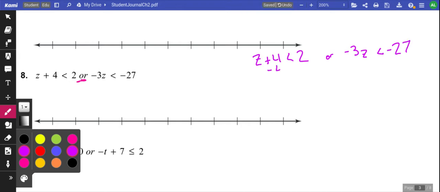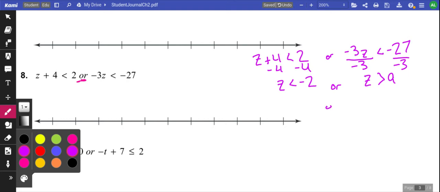On this one, I'm going to subtract 4 from each side, and I get z is less than negative 2. Over here, I'm dividing out this negative 3, so that should set off that alarm bell in my head. Dividing or multiplying by a negative, I know I need to flip my sign before I do anything else. And then I've got z is greater than 9. So z is less than negative 2, or z is greater than 9.